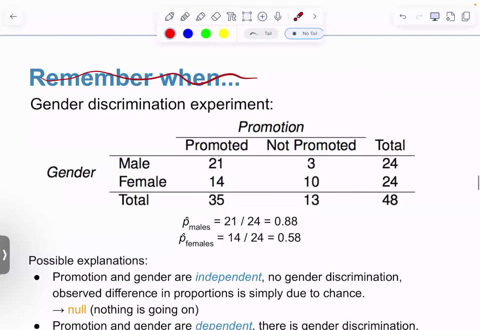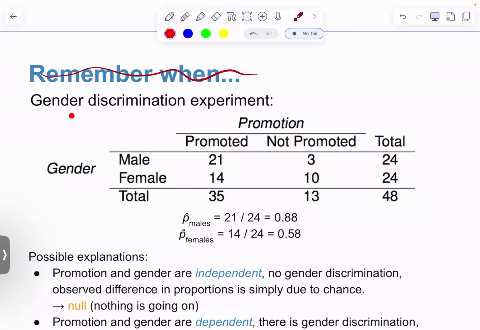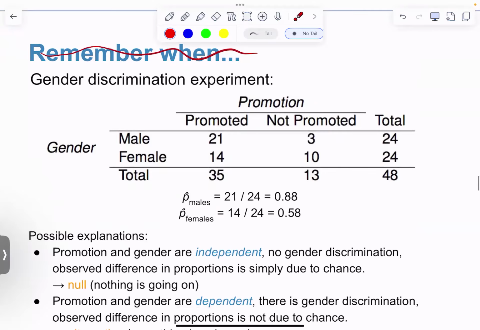Never seen this example before, but given this little blurb, it's called the Gender Discrimination Experiment. I think I've read about it, and it was done in the 60s or something. But anyways, we've got the gender of some employee, and whether they were promoted or not promoted. We have a sample of 24 males and 24 females, and 21 of those males were promoted and 14 of those females were promoted. Okay?